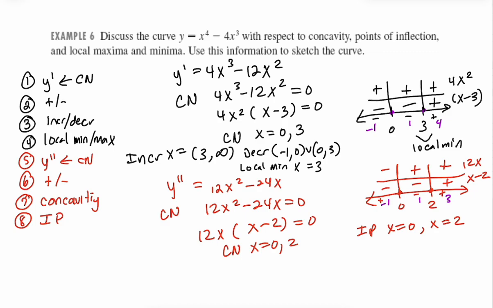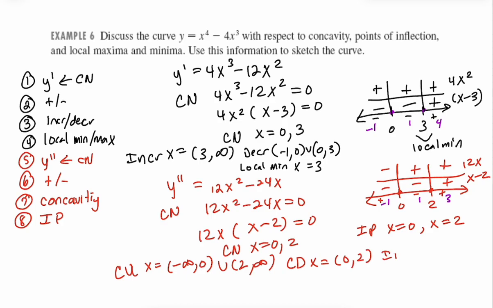Now let's do the same thing for our second derivative chart. It is concave up wherever the second derivative is positive. That's from -infinity to 0. And then I see it's positive also from 2 to infinity. It is concave down wherever it is negative. So that's just in that center section from 0 to 2. And we have inflection points at 0 and 2.